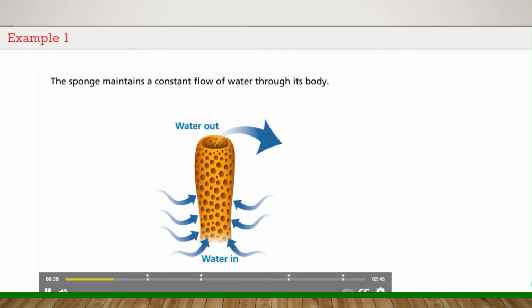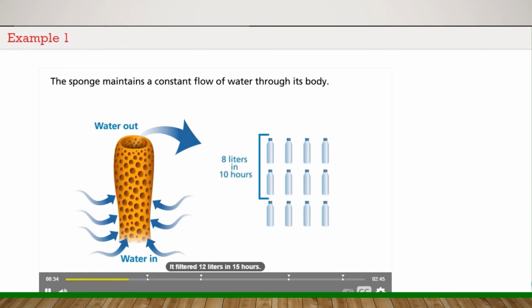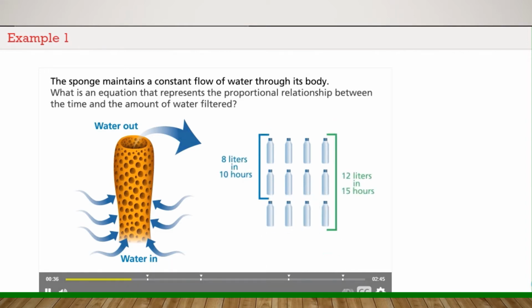The sponge maintains a constant flow of water through its body. This sponge filtered 8 liters of water in 10 hours. It filtered 12 liters in 15 hours. Using what we know, what equation can you write that represents the proportional relationship between the time and the amount of water filtered? Before we write our equations, we have to figure out the constant of proportionality.